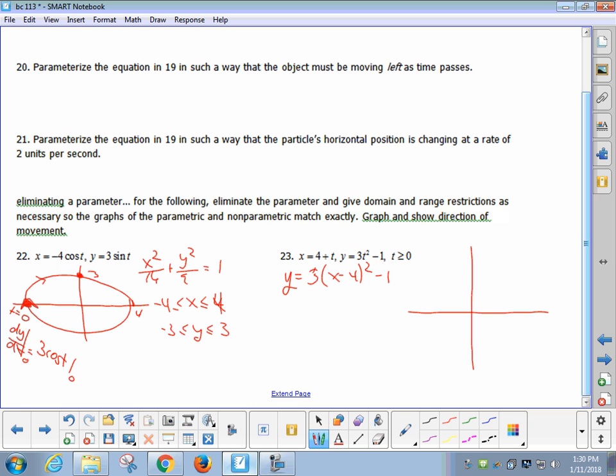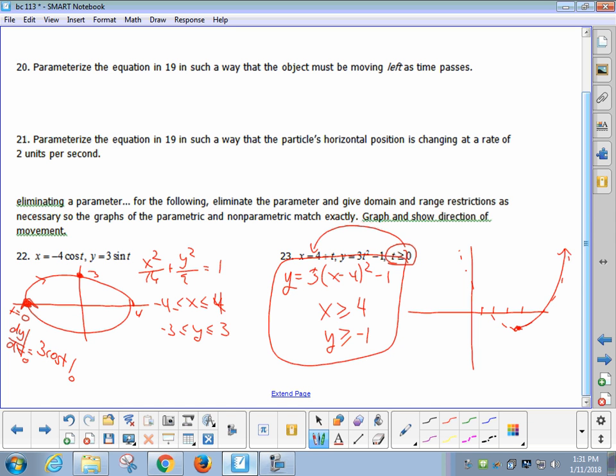What is the graph? A parabola shifted right 4 and down 1. Now on the surface it feels like this, but let's go back. If time is greater than or equal to 0, can x be negative infinity? No, x must be greater than or equal to 4, and y must be greater than or equal to -1. You've got to restrict the domain and the range for good measure. So it's not this whole graph, it's just here.